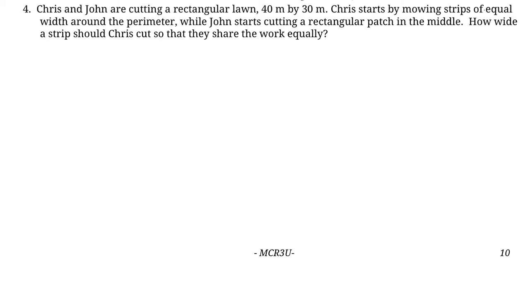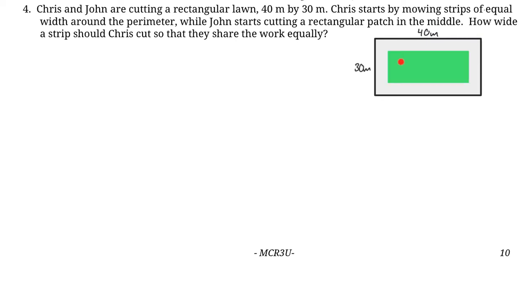So in the next question, it says that Chris and John are cutting a rectangular lawn 40 meters by 40 meters. Chris starts mowing strips of equal width around the perimeter, while John starts cutting a rectangular patch in the middle. And the question asks, how wide a strip should Chris cut so that they share the work equally? So we're trying to find out the width of this strip, and we can represent that with x. So Chris cuts this gray area along the perimeter, and John cuts the area in green in the middle.